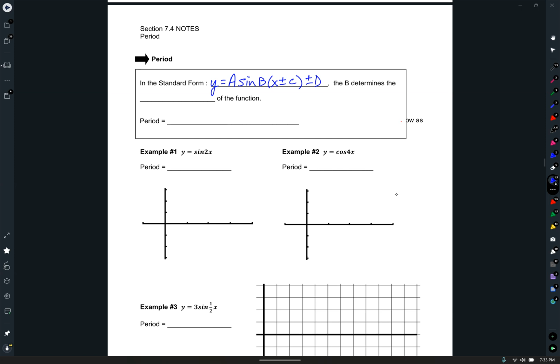Okay, and so remember, in section 7.1, we learned about just the basic sine and cosine graph, none of the letters there. And then in 7.2, we talked about how the letter A talks about the amplitude, a vertical stretch, if you stretch it out vertically. We talked about in 7.3 how the letter D gives us a vertical shift, whether it moves the whole thing up or down. And so today we are going to talk about what the letter B right here in front of the parentheses does. So today's about the letter B.